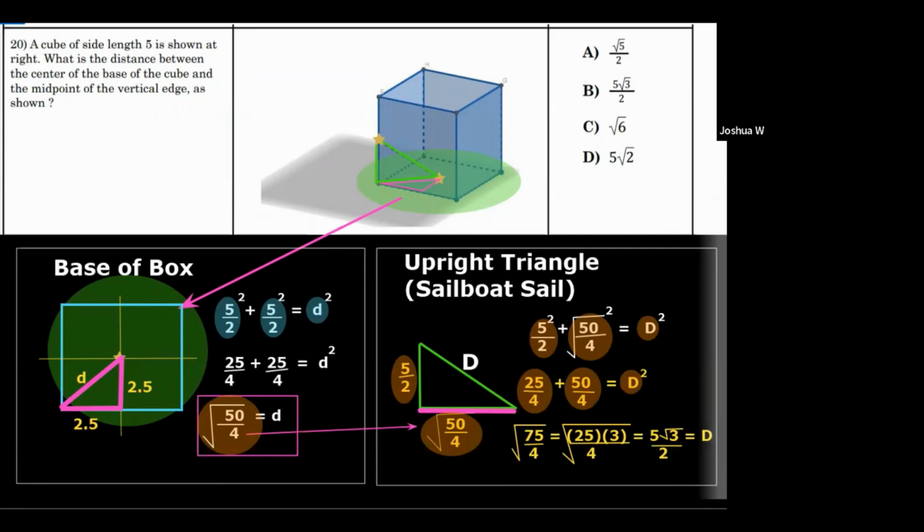Then we'll have 25 over 4 plus 50 over 4 is d squared, which is 75 quarters. Taking the square root, I rewrote 75 as 25 times 3. So we get 5 square root 3 over 4 over 2, which is d, and the correct answer is B, 5 root 3 over 2.